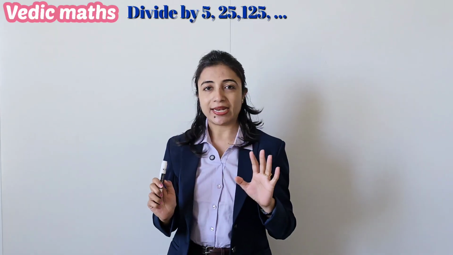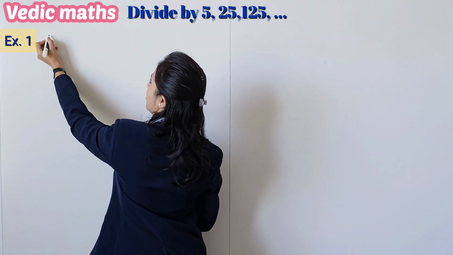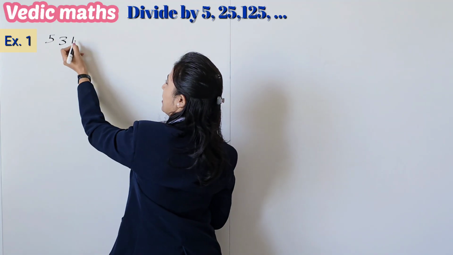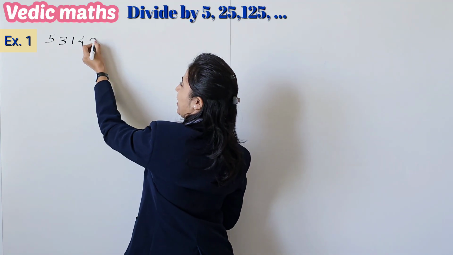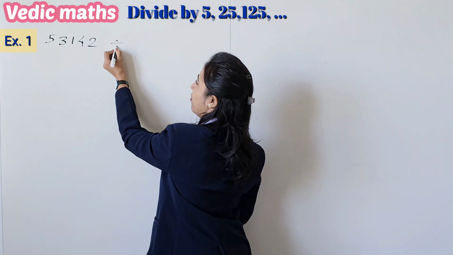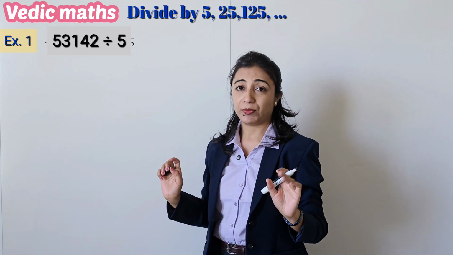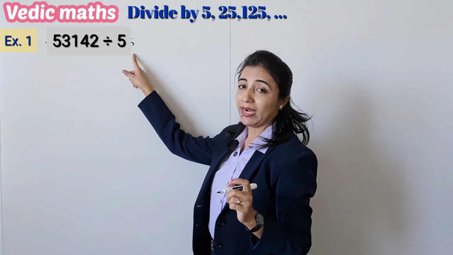So let's assume that any random number, I will consider any number. Suppose we have given the number 5314. You can write any random number and I want to divide this number by 5. Within a second, you can divide this number by 5. How? Here we are dividing by 5.